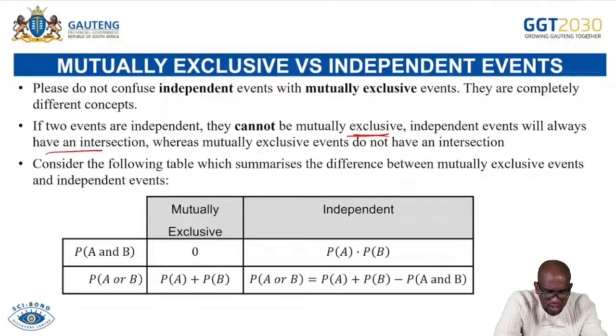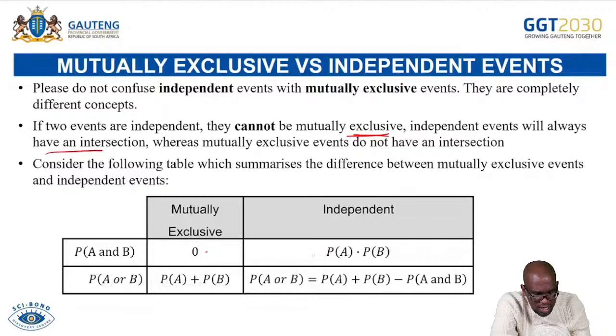So consider the following table, which summarizes the difference between the two. The probability of A and B in mutually exclusive events is 0. But in independent events, the probability of A and B is the probability of A times the probability of B. What about the addition rule? The probability of A or B is the probability of A plus the probability of B if they are mutually exclusive, because the intersection is 0.